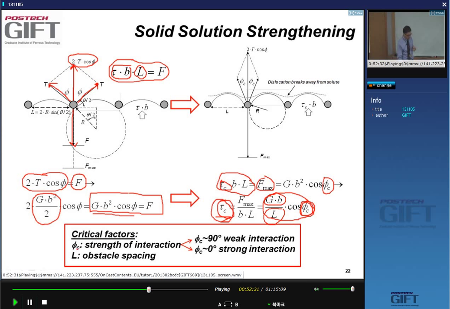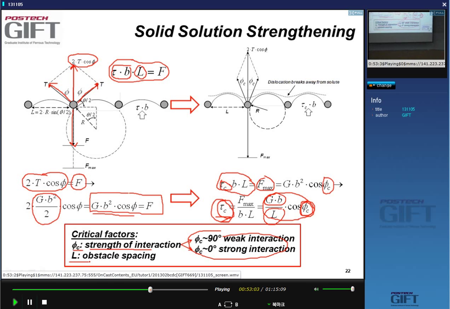So phi C tells me something about the strength of the interaction. Like I said there, if phi is large, it's a weak interaction. Phi is small, it's a strong interaction. Yes? Large, weak interaction, small, strong interaction. And then the other thing we need to know is the obstacle spacing. But basically, if I have information on these two things, I can calculate strengthening.